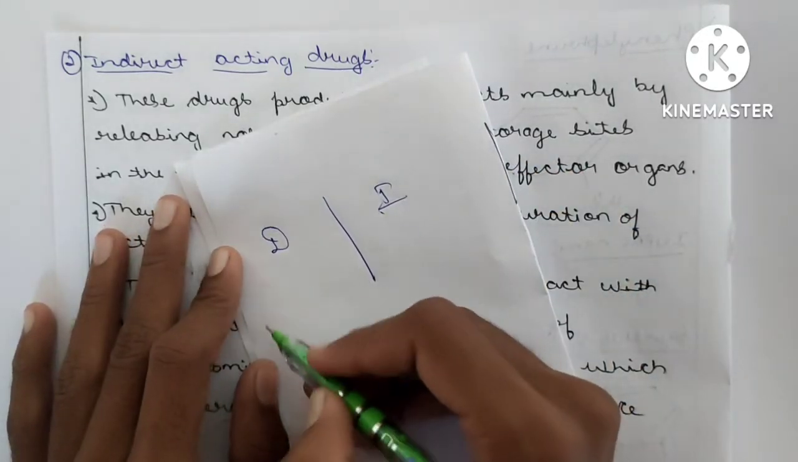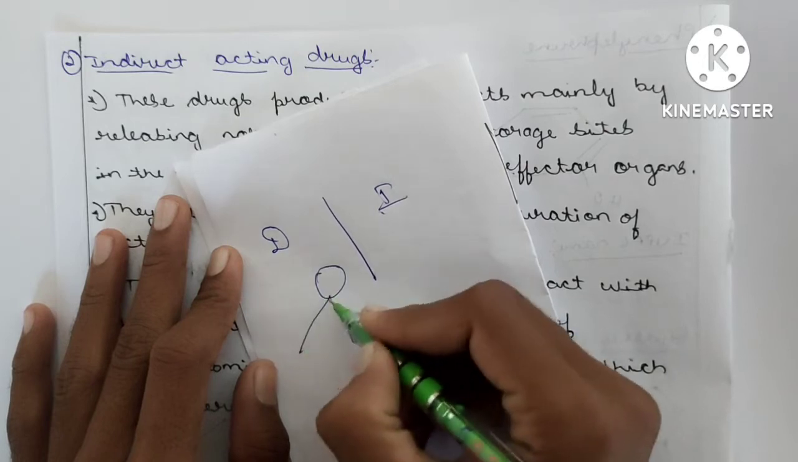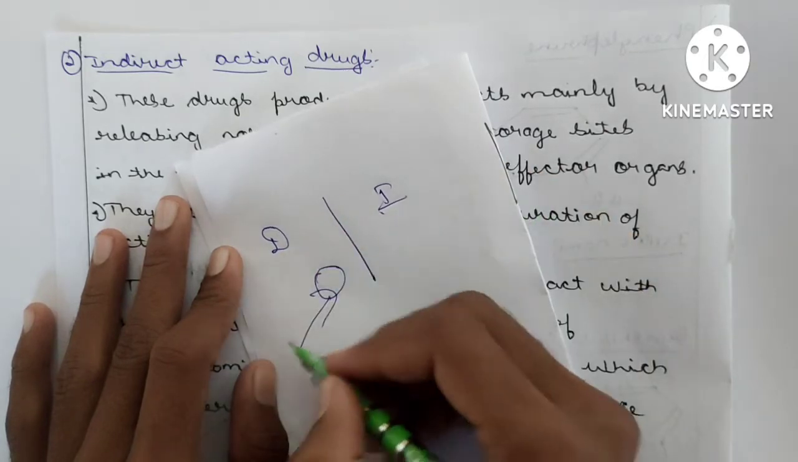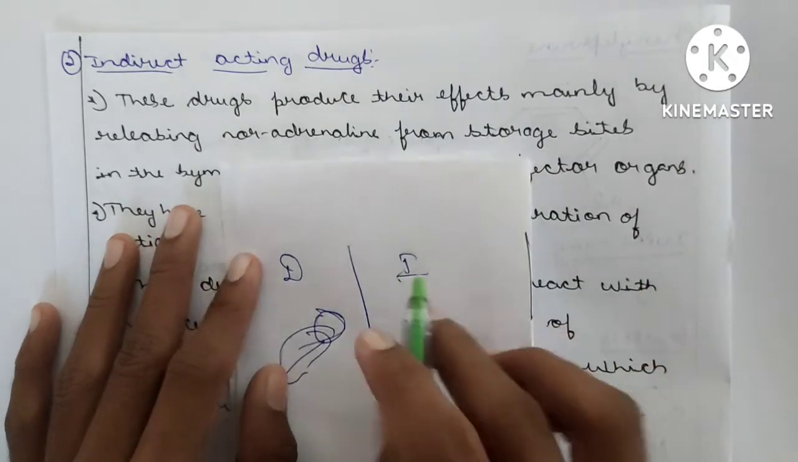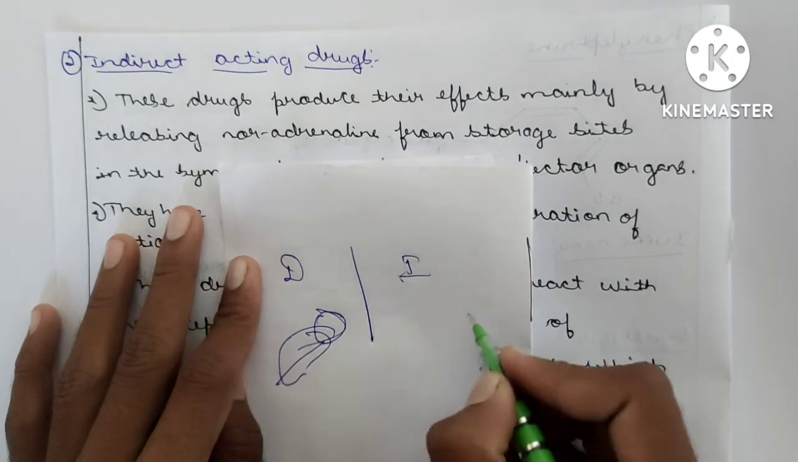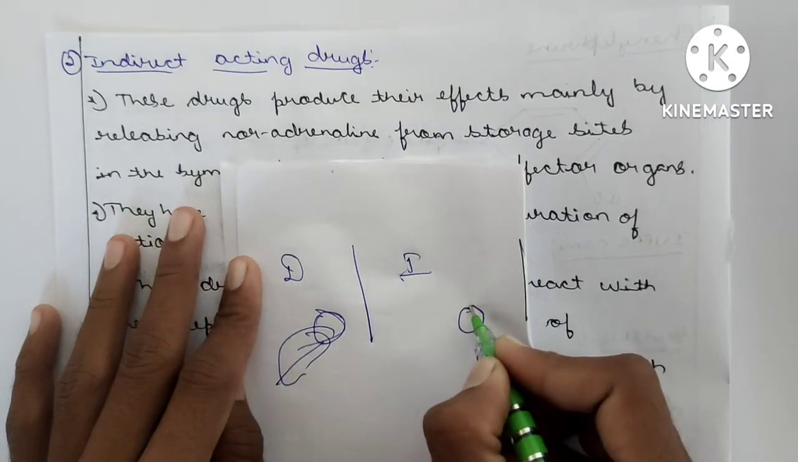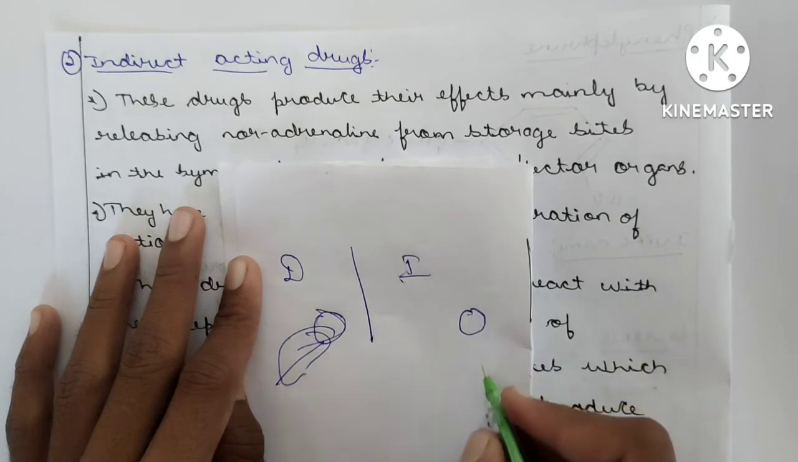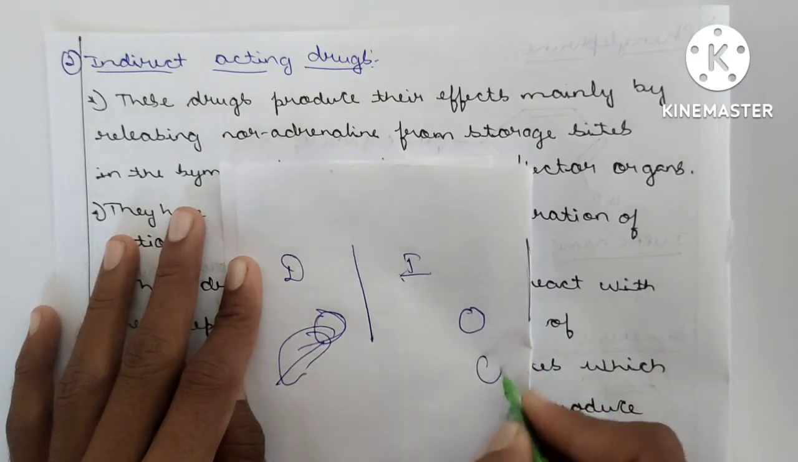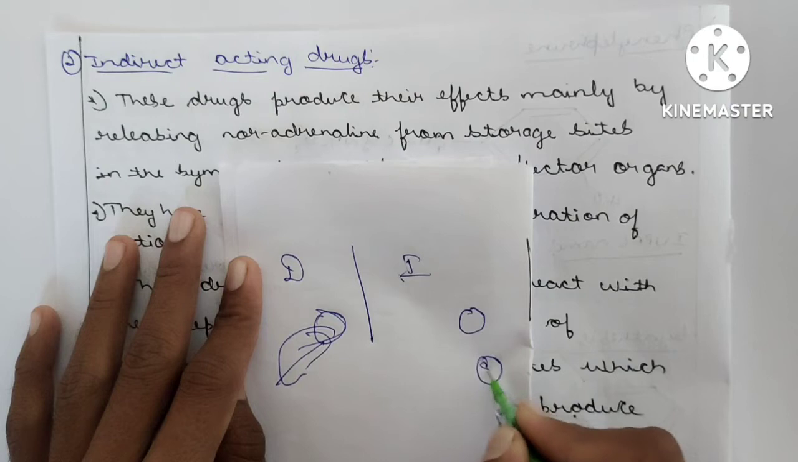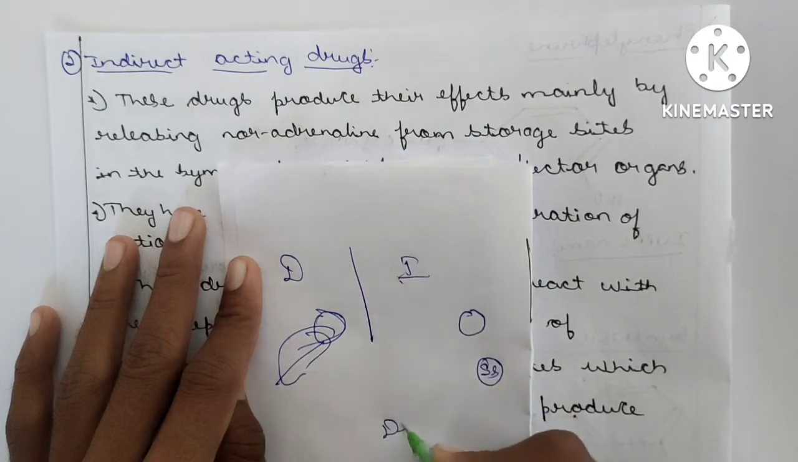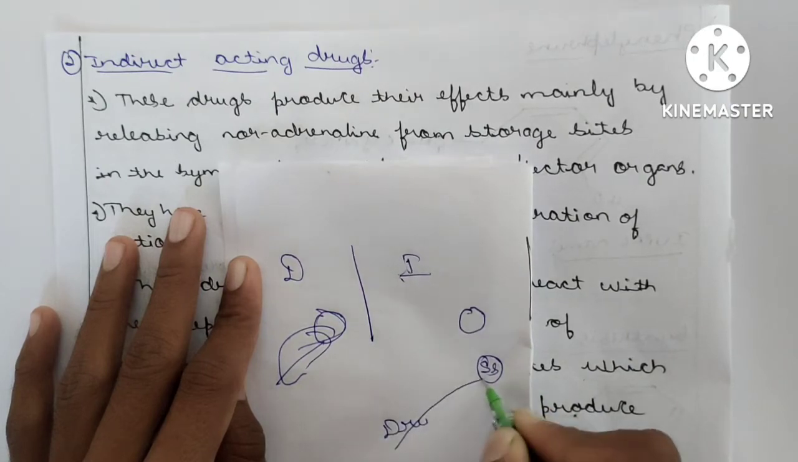Indirect acting, what will they do? Direct acting drugs act directly on the receptors; they just go and settle on the receptors. But in indirect acting, see, these are the receptors, and these are the noradrenaline storage sites. First, these drugs go to the storage sites.